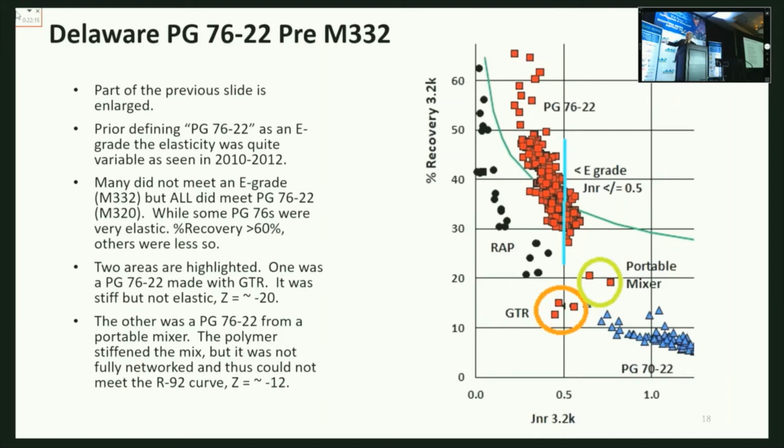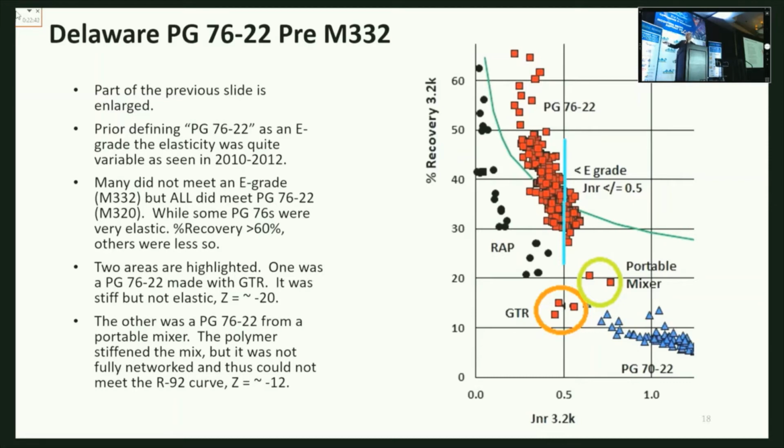If you look at J_nr 0.1, which is right here, R92 says if it's 0.1 and you're over 55% recovery, it's automatically polymer modified. This sample of RAP, according to that definition, is. But it's below the curve. And so it's really an oxidized asphalt.